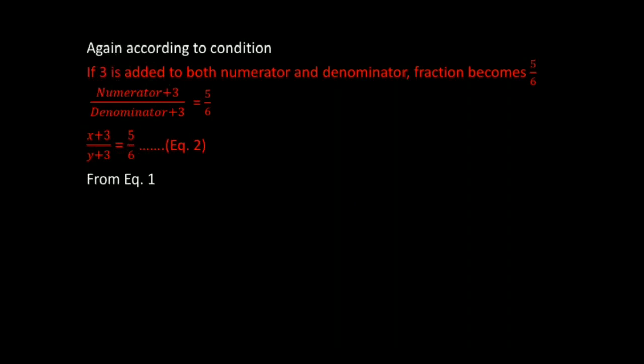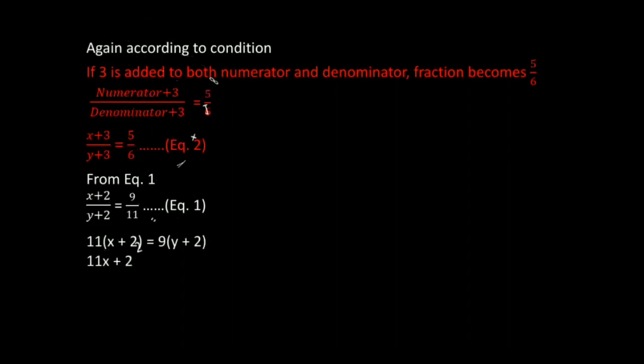Now from equation 1, and equation 1 is that (x + 2)/(y + 2) = 9/11. We cross multiply: 11(x + 2) = 9(y + 2). Now multiply x + 2 by 11, that is 11x + 22, and multiply 9 by y + 2, equals 9y + 18. Now find the value of x. 11x = 9y + 18 - 22.